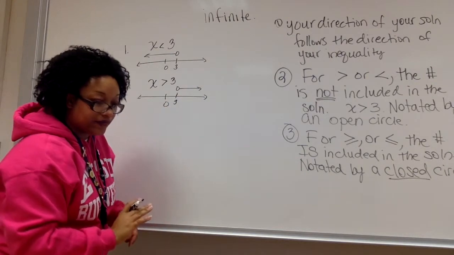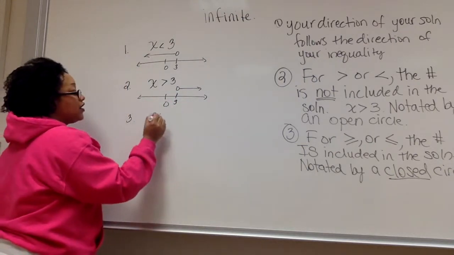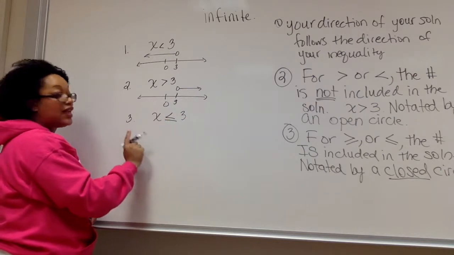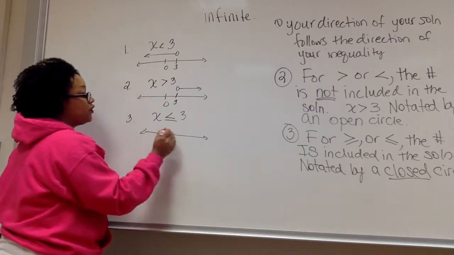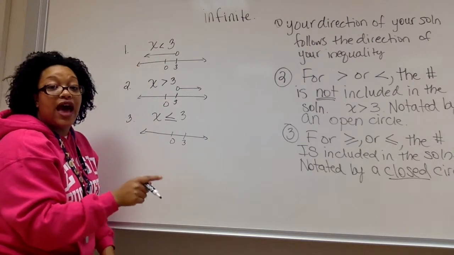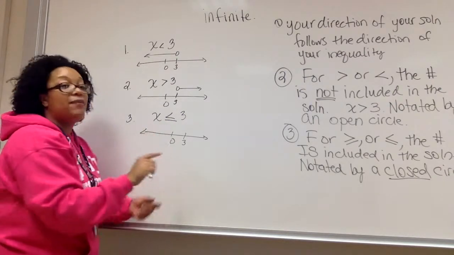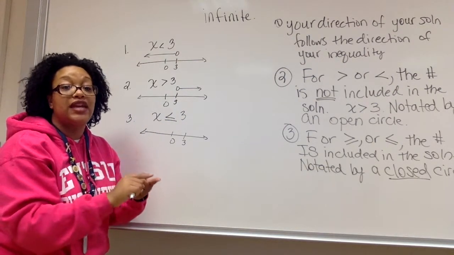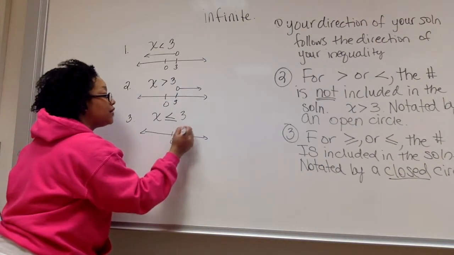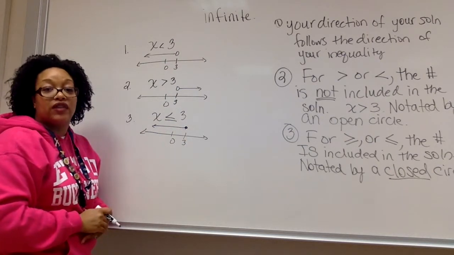Very easy. For number 3, your inequality is x less than or equal to 3. It's moving to the left, so it's less than. So the only difference between number 3 and number 1 is the circle. How do I know that? This has an equal to. When there's an equal to, that means that number is included. 3 or less than is the solution. So I'll close my circle, and because this is going to the left, my arrow goes to the left.